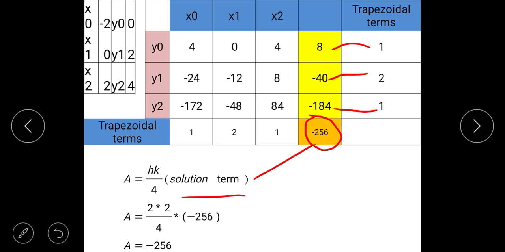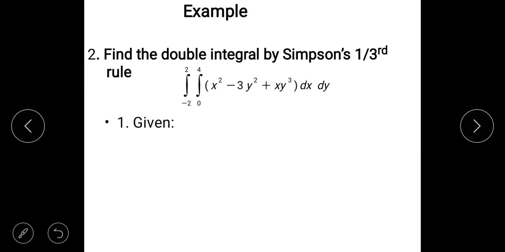Now h is known, 2, and k is known, 2, from the previous slides. So 2 into 2 upon 4 into solution term, which is minus 256. So 2 into 2, 4 gets cancelled. The final answer, that is area, is minus 256.